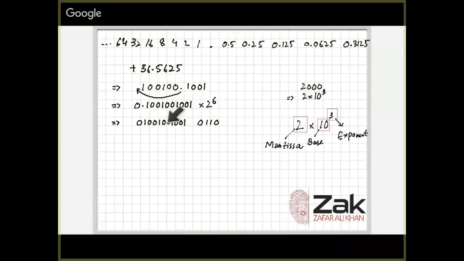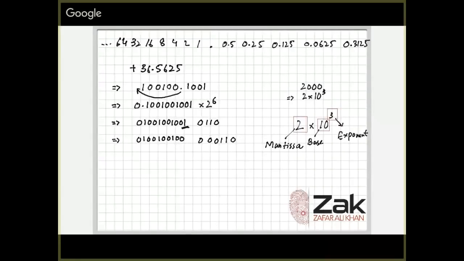Now they say that you have to fill it in a 10-bit Mantissa and 6-bit exponent. The 10-bit Mantissa would be 1, 2, 3, 4, 5, 6, 7, 8, 9, 10. The last bit got dropped because we don't have space for it. And then we have 6 bits here for the exponent, so from right to left, 1, 2, 3, 4, 5, 6. That's your answer.